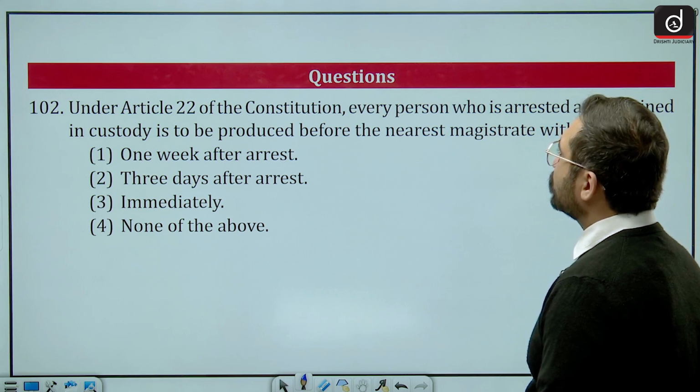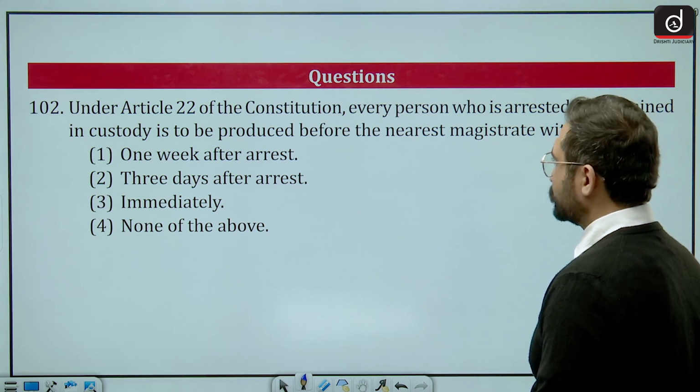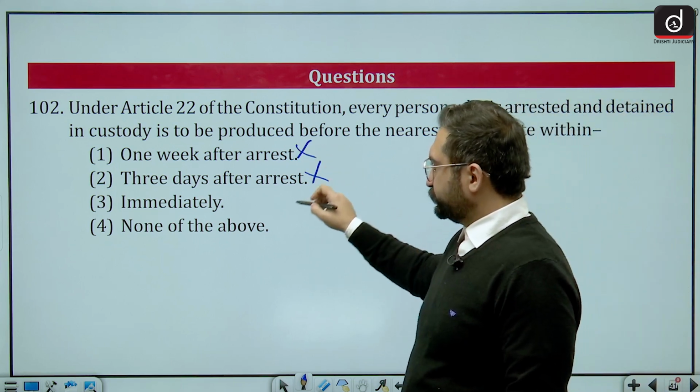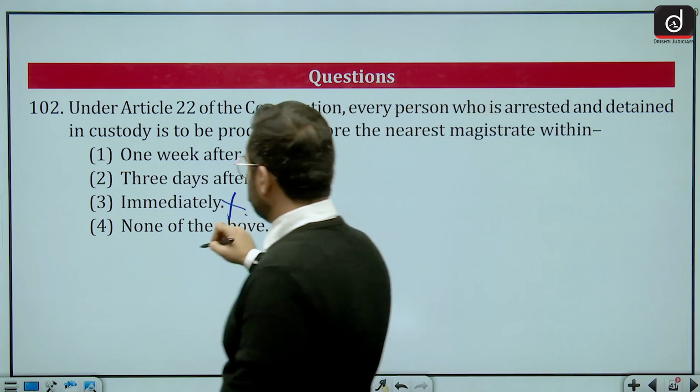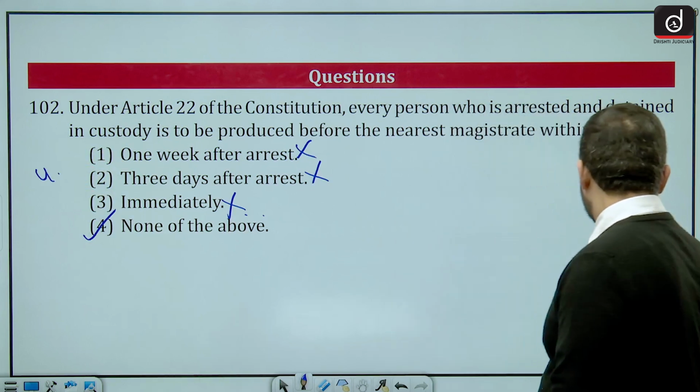24 घंटे में produce करना होता है ना. Every person who is arrested and detained in custody to be produced before the nearest magistrate within 1 week नहीं है, 3 days नहीं है, immediately भी नहीं है, within 24 hours. None of the above. 4 is your answer.